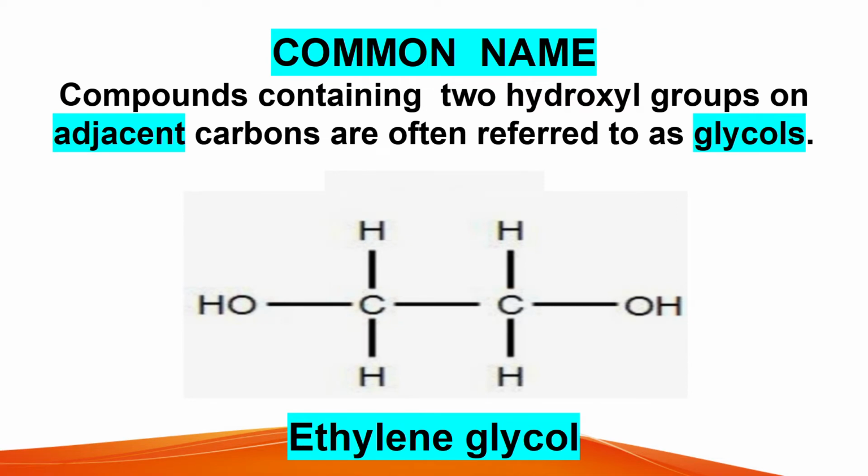Next, we have ethylene glycol. Compounds containing 2 hydroxyl groups on adjacent carbons are often referred to as glycol. And in this structure, there are 2 hydroxyl groups on adjacent carbon atoms. So, the name of this structural formula is ethylene glycol.